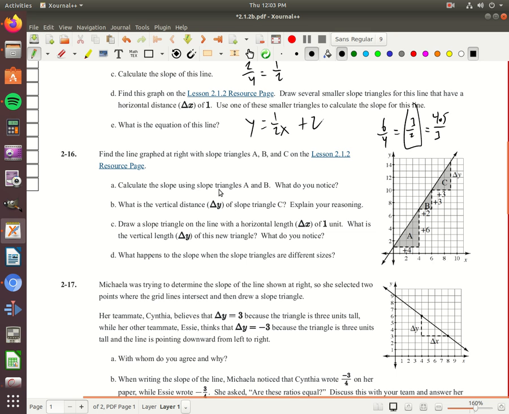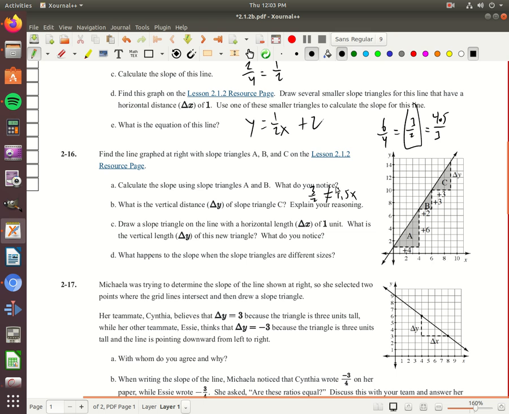So calculate the slope using triangles A and B. What do you notice? Well, I notice that the slope is 3/2, which, by the way, gets to an interesting conversation. I prefer you use an improper fraction and not call it 1.5x.